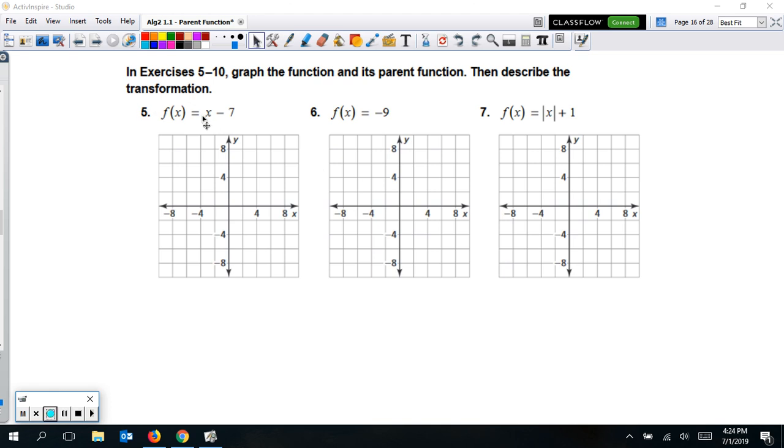So for number 5, our parent function, remember, is just y equals x. And so that's just going to go through 0, 0. And remember, it's going to be like 1, 1, 2, 2, 3, 3. It's just going to keep going up this way, down this way as well. So you just need to put 2 points really and draw a line. You can put one here at 0, 0 and at 2, 2, and then draw your line from that. That's the parent function. Make sure it's an easy one to graph.